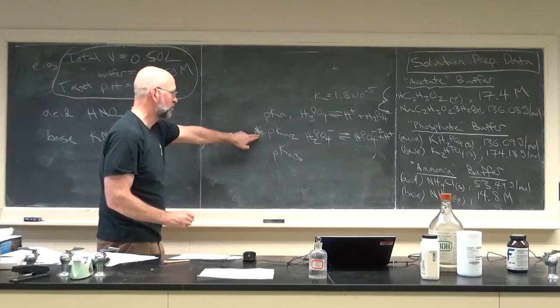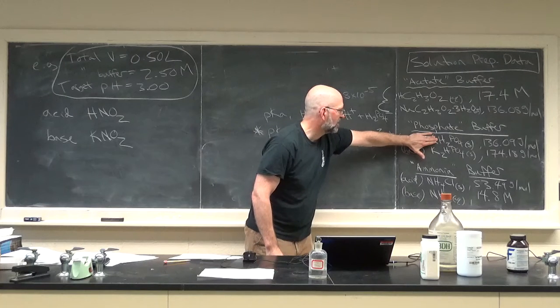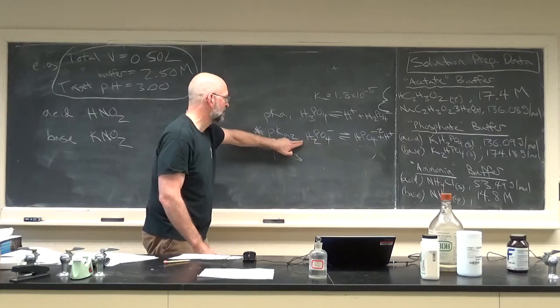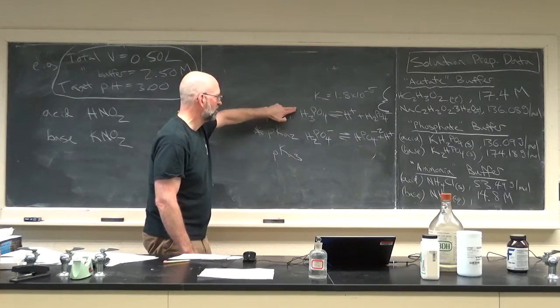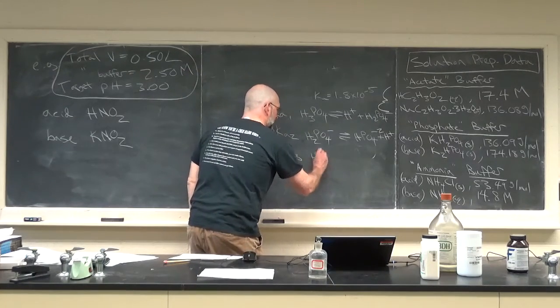Oh, why do I say this one's relevant? Because take a look. H2PO4 is the acid. HPO4 is the conjugate base. This will be the relevant pKa for this one. So we're not going to use phosphoric acid, and we're not going to use the last one. But calculate it anyway.